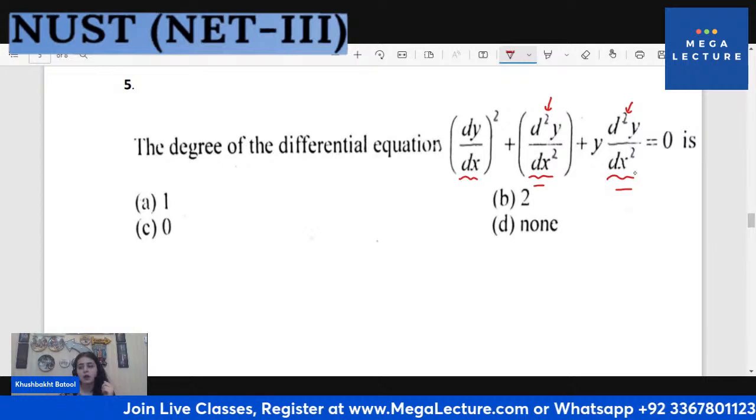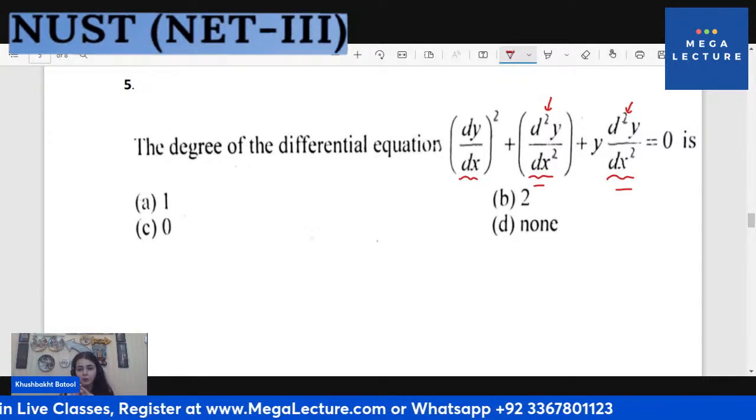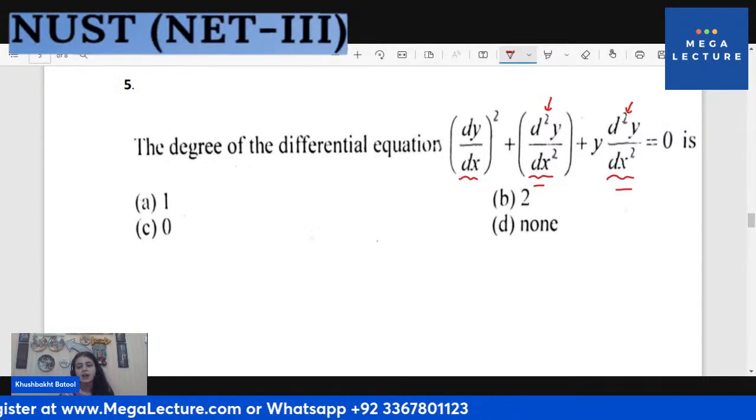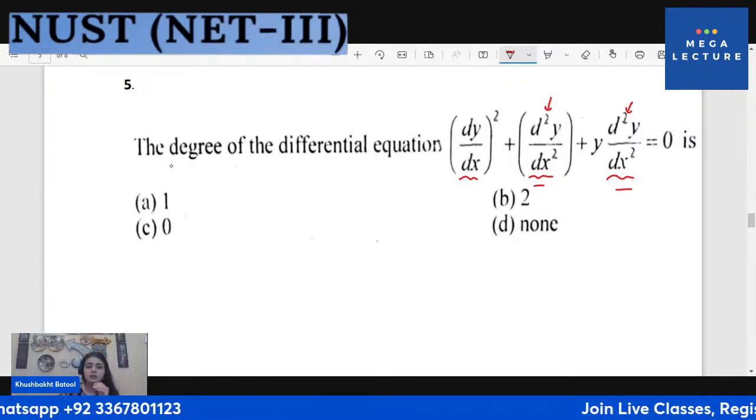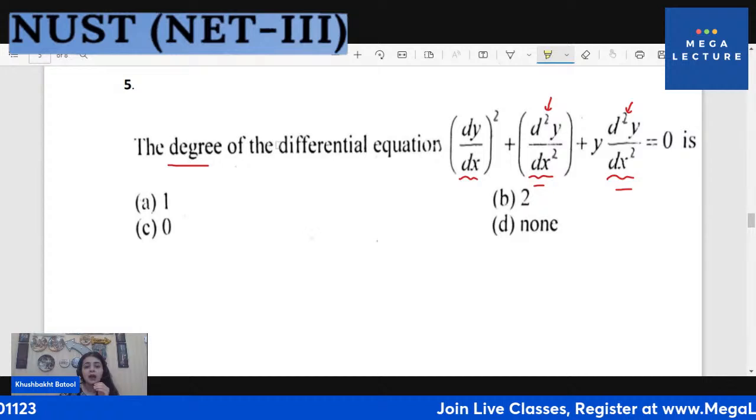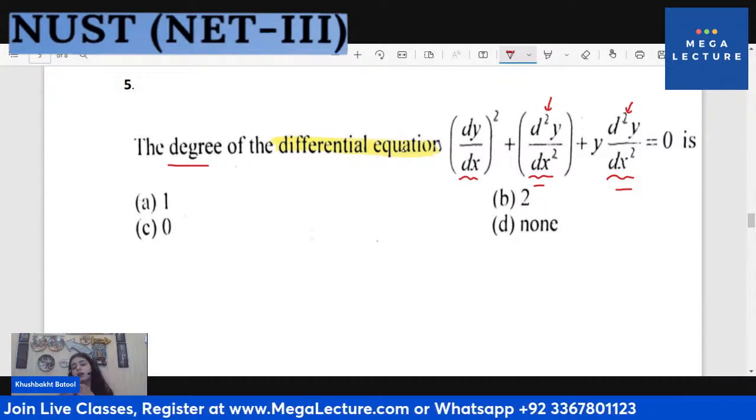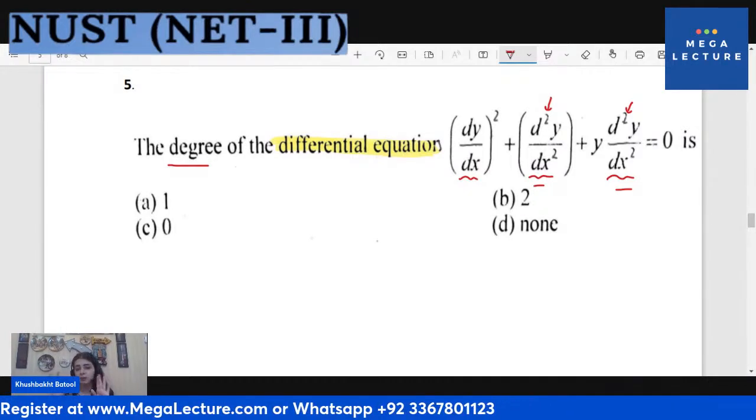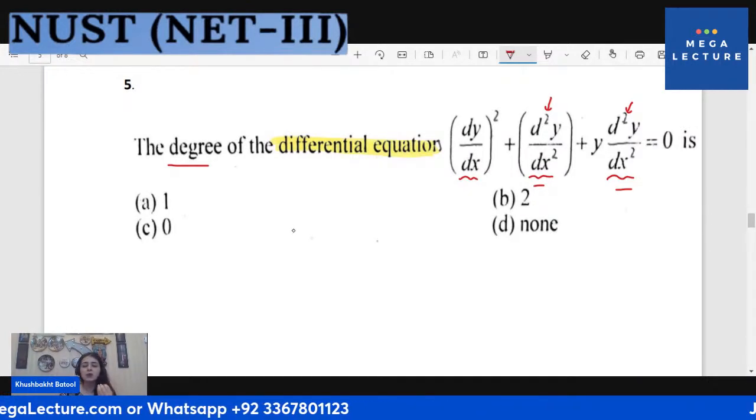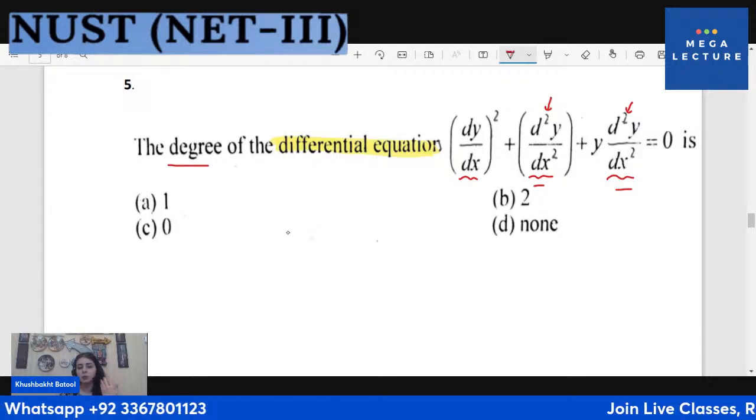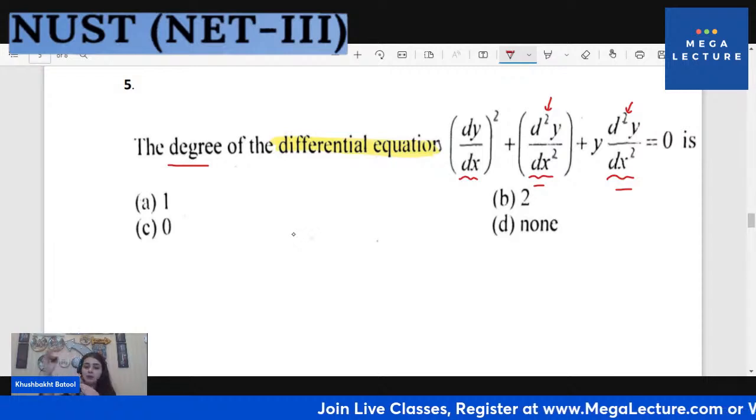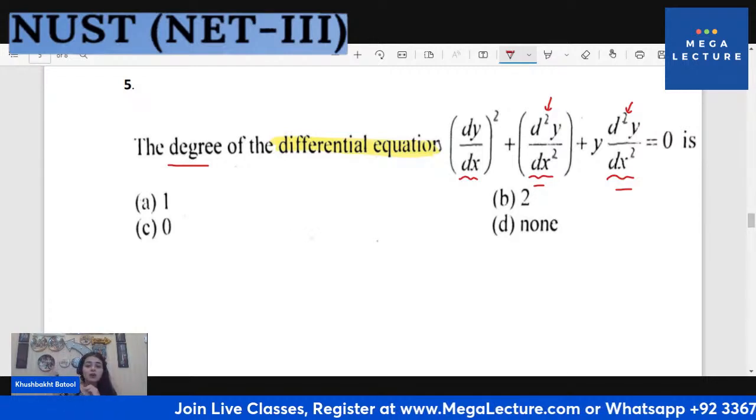Whenever the question is about order, in that case, I will be focusing on the highest order derivative. Whenever the question is about degree of a differential equation, I look at the highest degree of the highest order derivative. For example, what is degree in general? Degree of a quadratic equation is 2. Degree of a cubic equation is 3. So degree of a differential equation would be the highest power of the highest order derivative.